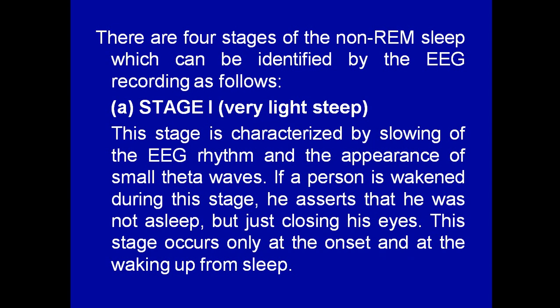In non-REM sleep, 4 stages are recognized, which can be identified by EEG. Stage 1, very light sleep. This stage is characterized by slowing of the EEG rhythm and the appearance of small theta waves, about 3 to 7 hertz. If the person is awakened during this stage, he will assert that he was not asleep, but just closing his eyes. This stage occurs only at the onset of sleep and at waking up from sleep.